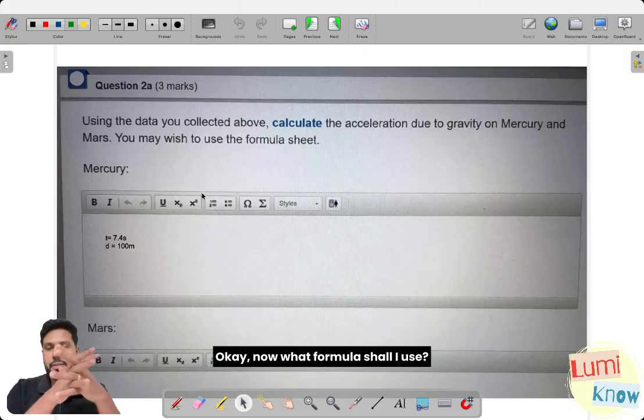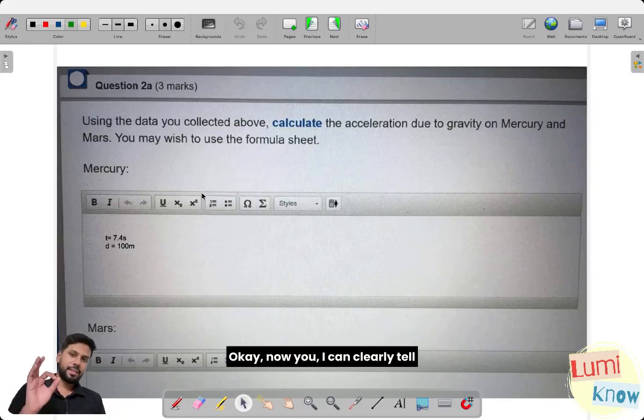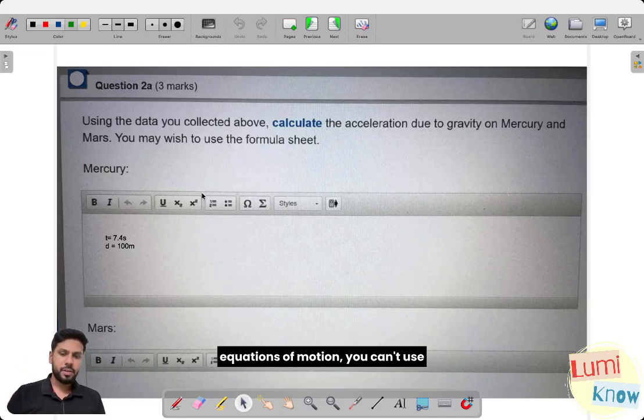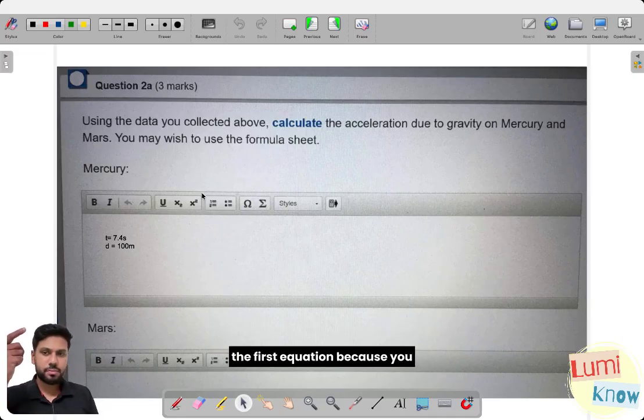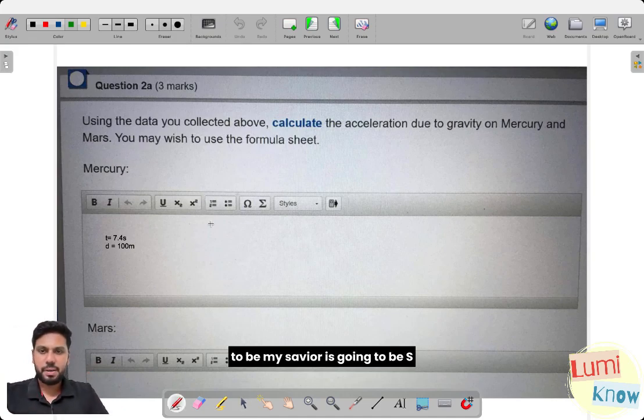Okay. Now what formula shall I use? They are asking me to calculate the acceleration due to gravity. Now I can clearly tell you that if you look at the 3 equations of motion, you can't use the first equation because you need to know the final velocity. You can't use the third equation because you need the final velocity, and I do not know the final velocity in both cases. So the only formula that's going to be my savior is s = ut + ½at².